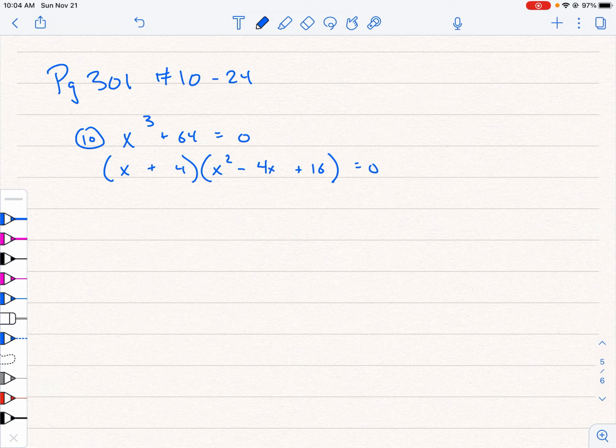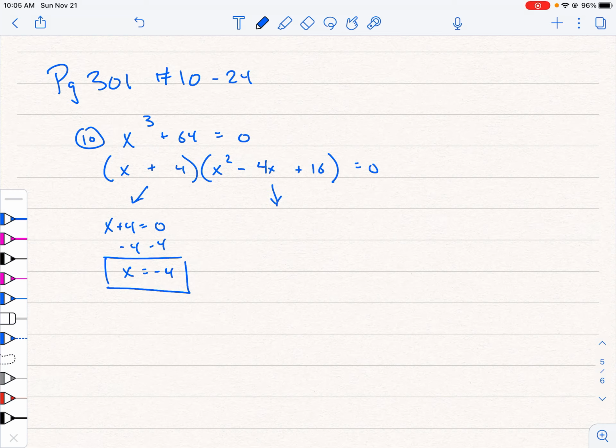All right, great. So I'm going to use that concept of AB equals 0 so that I can set this thing equal to 0 and try to solve. So if x plus 4 equals 0, then x equals negative 4. So I have one answer. All right, and I'm expecting three answers, so I have one of them. Now let's see what else I can do.